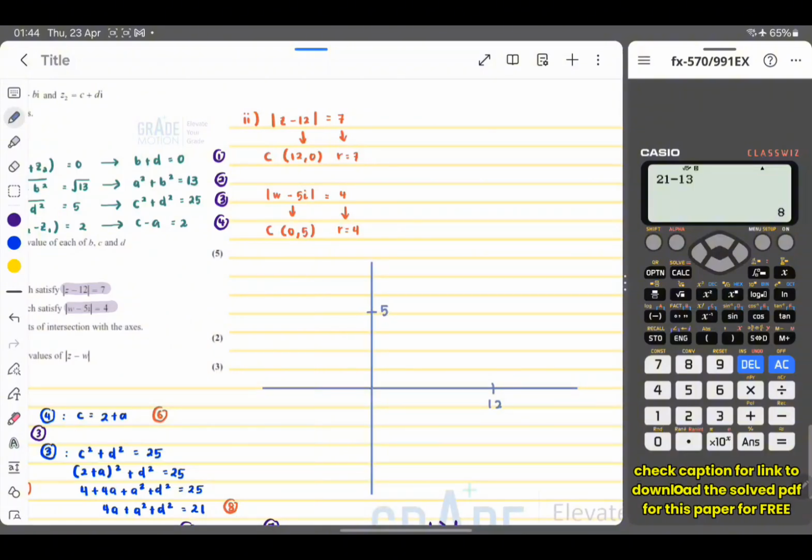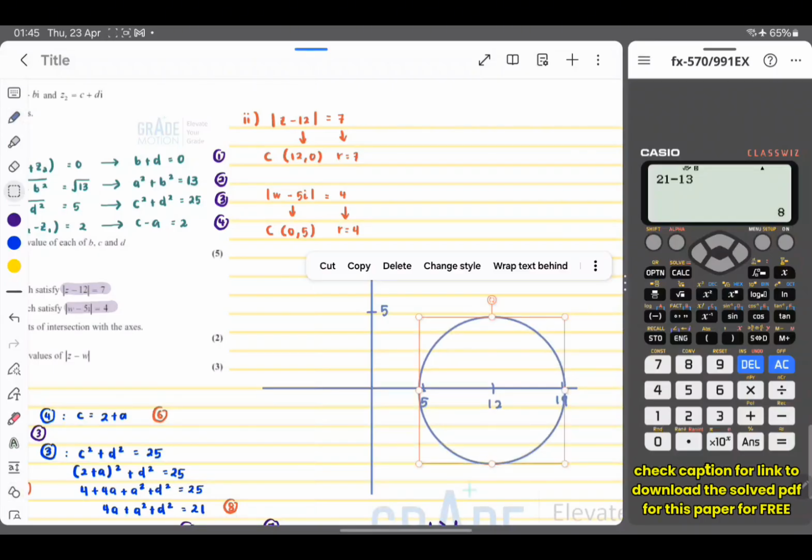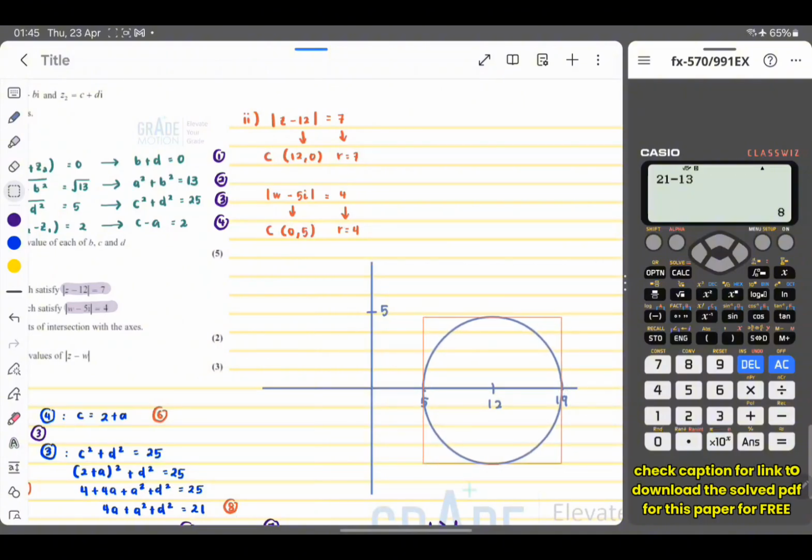Now, let's take a look at the first locus Z. The radius is 7, so you have to plus 7 here and minus 7 here. So, we will have 19 and we will have 5. Okay, let's draw a circle. In the exam, make sure you use a compass. Here, because I'm just showing you, I can simply use this app, but in reality, what you have to do is use your compass.